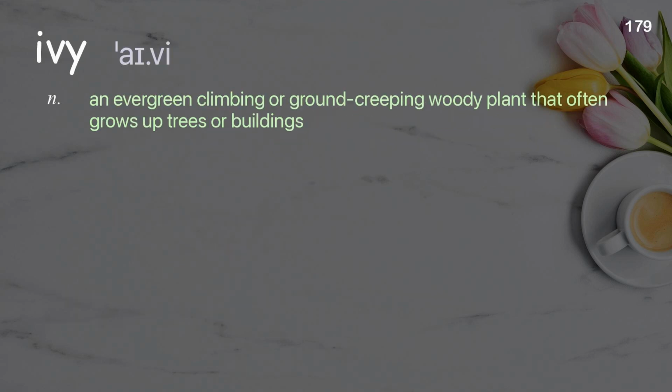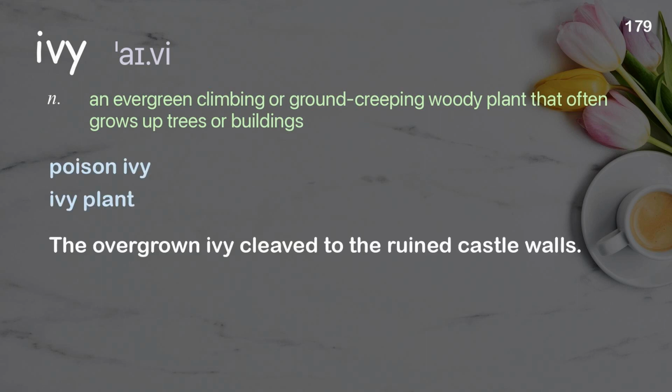Ivy. An evergreen climbing or ground creeping woody plant that often grows up trees or buildings. Examples: Poison ivy. Ivy plant. The overgrown ivy cleaved to the ruined castle walls.